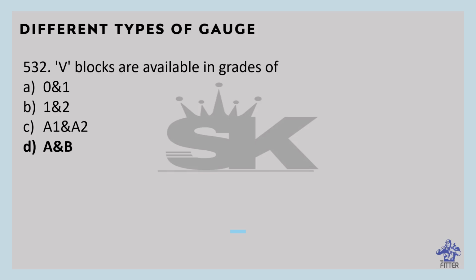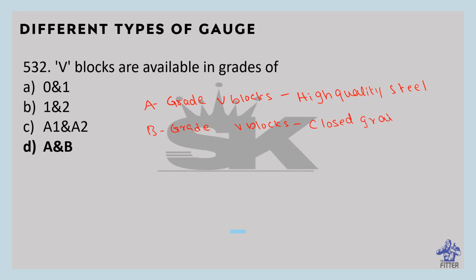I will write it down here. A grade V blocks are made of high quality steel. And B grade V blocks are made of closed grain cast iron.